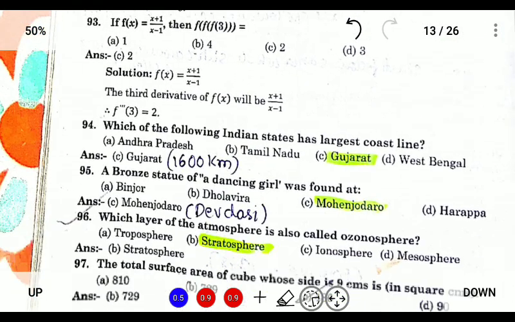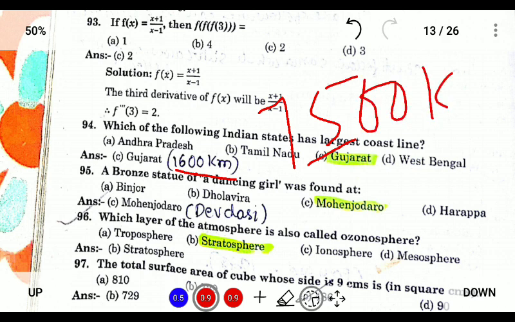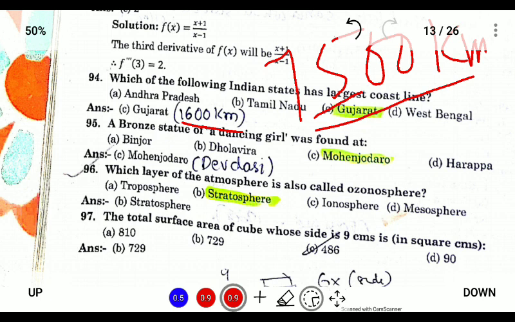Next, which of the following Indian states has the largest coastline? So Gujarat has the largest coastline with 1,600 kilometers, and the length of the total coastline is 7,500 kilometers. Indian total coastline.